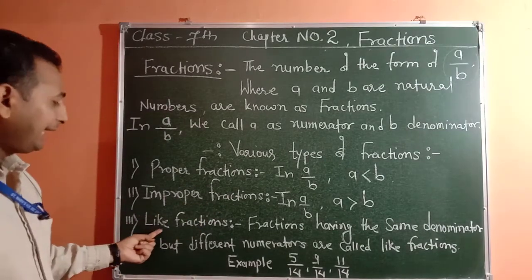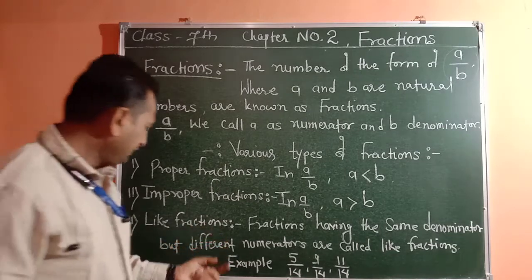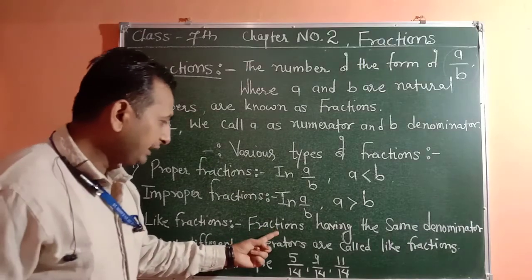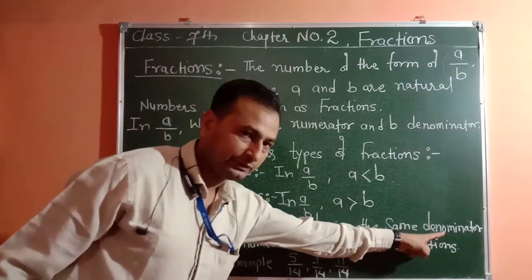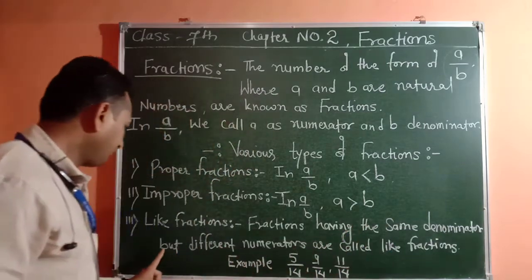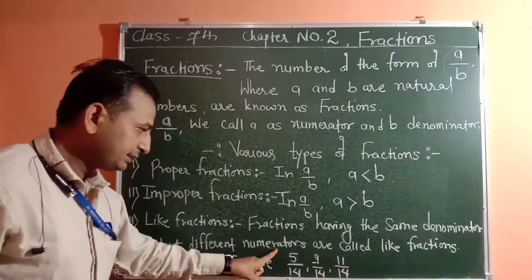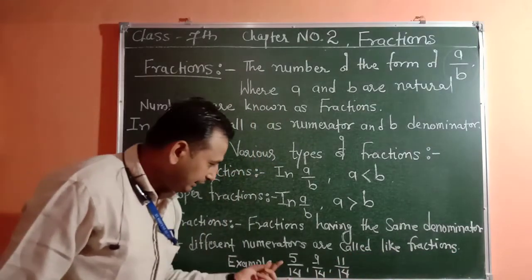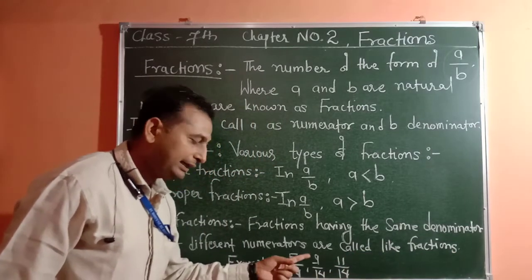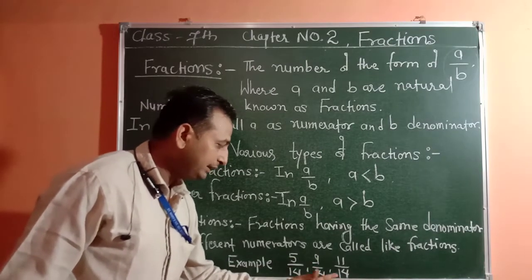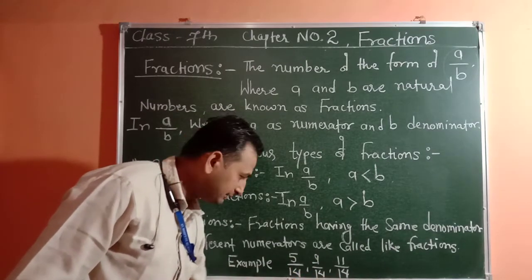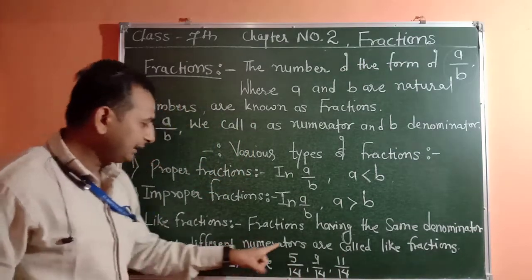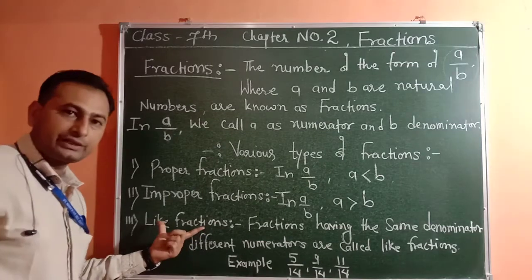Third, like fractions. What do we understand by like fractions? Fractions having the same denominator but different numerators are called like fractions. For example, here you see 5 upon 14, 9 upon 14, 11 upon 14 have the same denominator, 14, 14, 14, but the numerators are different. It means this type of fraction is called like fraction.